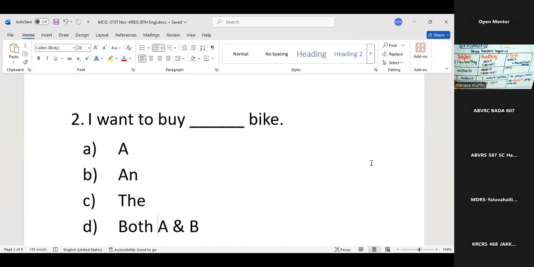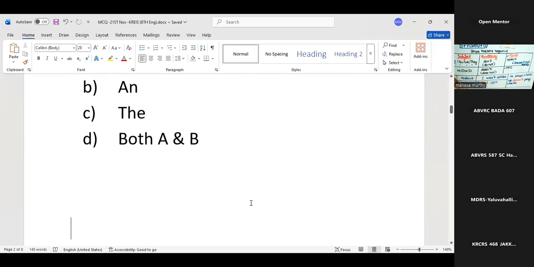Here the option that I would be choosing is a bike. It is randomly a bike. You are not specifying which particular bike you want to buy. So option A is the right answer. Very well tried, but it isn't a specific bike that you want to buy. It is a random bike that you want to buy. So you need to choose option A.